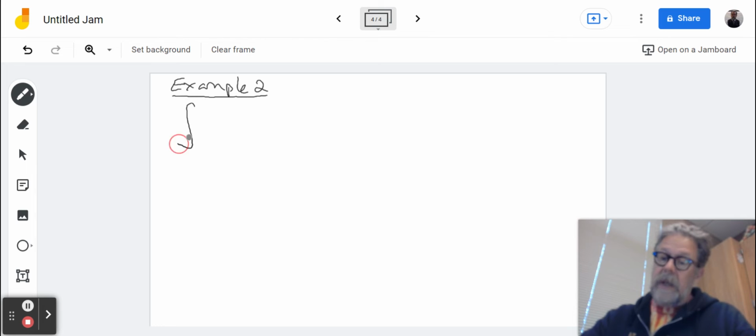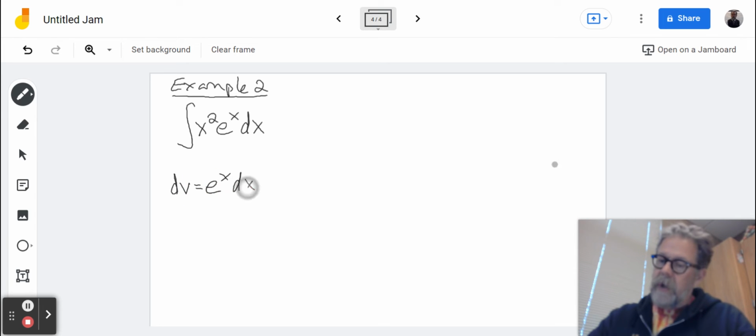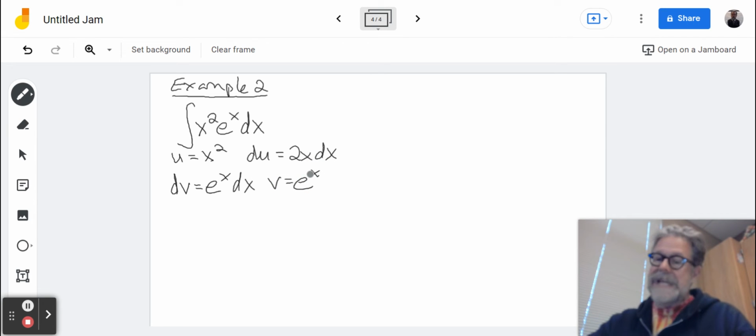Let's take a look at the integral of x squared e to the x dx. Now, clearly, if I choose dv to be equal to e to the x dx, it will not get more complicated when I take the antiderivative, so that's a good choice. And so therefore, u is x squared. The derivative, of course, will be less complicated, and the antiderivative is no more complicated.